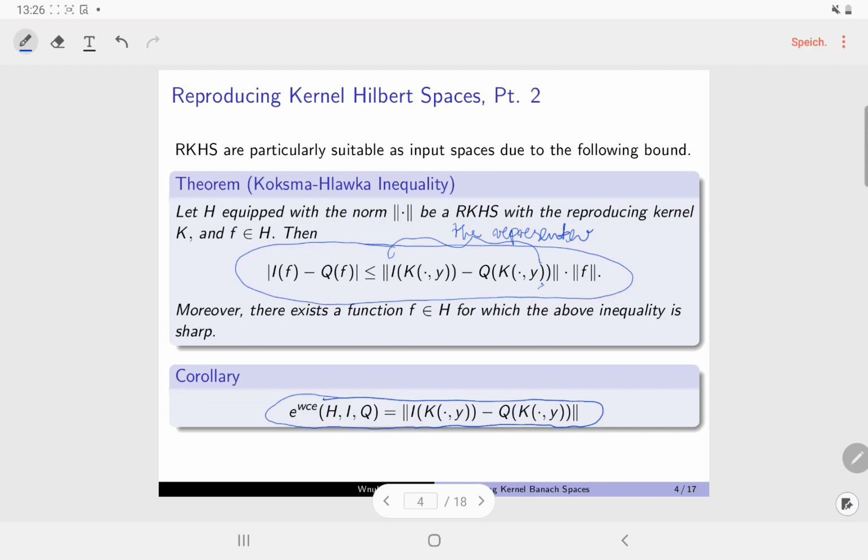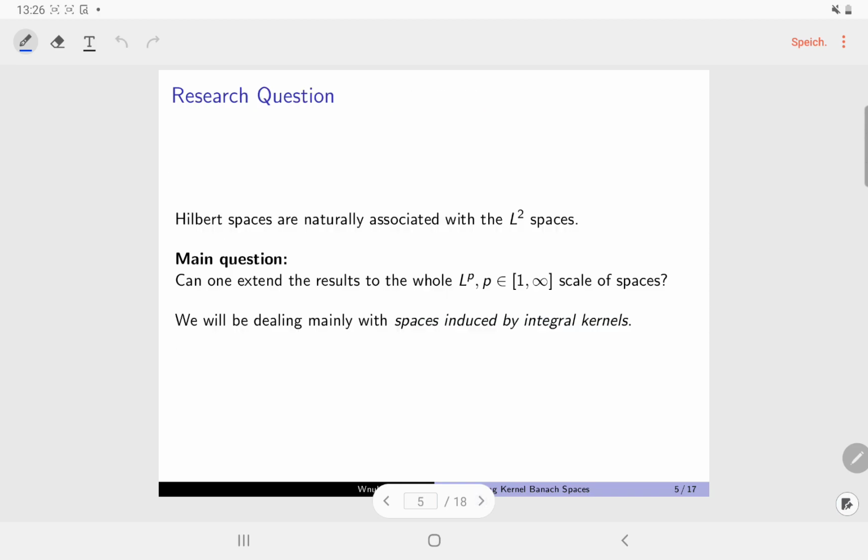All right. So reproducing kernel Hilbert spaces and Hilbert spaces in general are naturally associated with the L2 spaces. So the main question we are facing now is whether in some situations, in some cases, we could extend similar Cox-Maklowka type inequalities to the whole scale of LP spaces. And in my talk, I will give you one concrete example where it does work out. And this example is a scale of spaces induced by integral kernels.